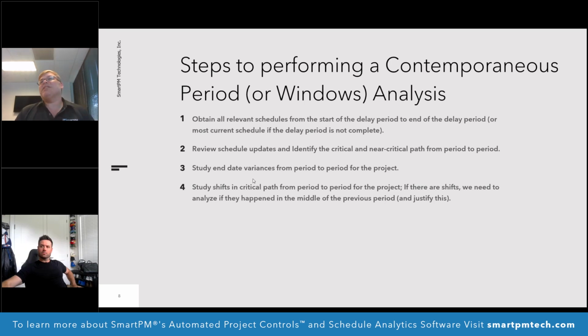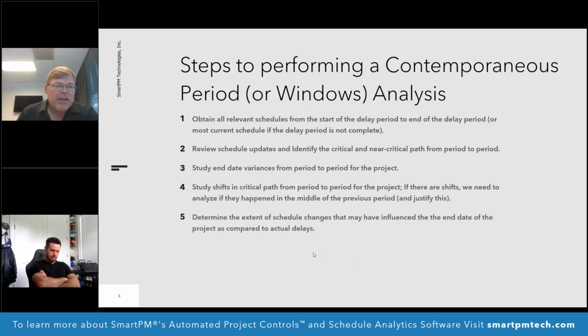You might see that it was in the structure, but now it's in the enclosure, and that pivot from one trade to the next is really important to understand, because that would have happened in the previous period, or it could have happened due to changes, and we want to know the difference. That's where you want to study the changes that may have influenced the end date as compared to just flat out delay. There's a way to do that called the half step we'll talk about, but I'll give you an example.